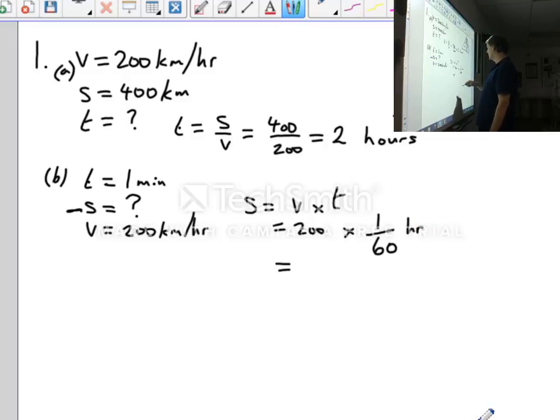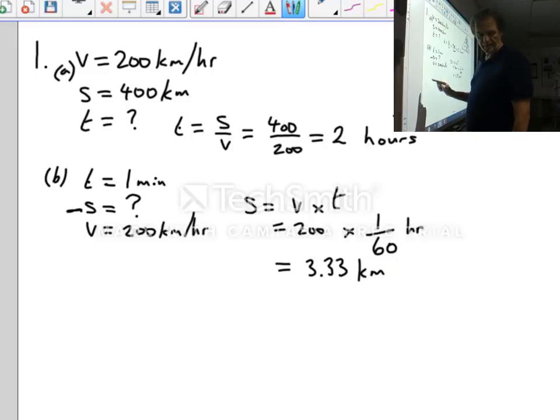And if you do that, you get 200 over 60, and you'll get 3.33. This is in kilometres an hour, so it'll be kilometres. That's how far the Mallard should travel in that 1 minute there.